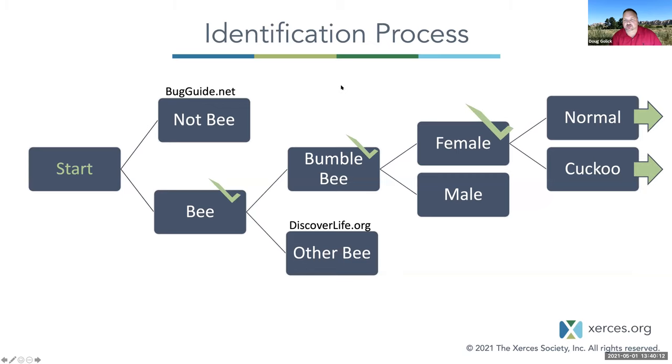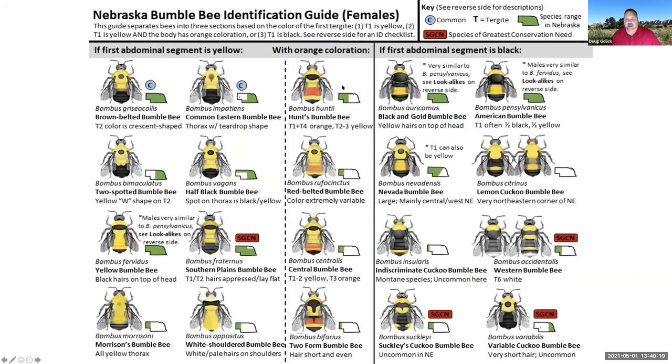All right, once it's a female and it's a normal or true bumblebee, then you can go to this identification guide. In the identification guide, we do have the cuckoo bumblebees listed as well. So if you're looking at that, we'll get to those, and they're in the lower or right-hand side of the screen. These are Nebraska's bumblebees. Quite a bit of work in the last 110 years has been done on bumblebees in Nebraska. And so we have at one time or the other had 20 species in Nebraska, and we're having trouble finding some of those and just maybe haven't collected in some of those spots in Nebraska.